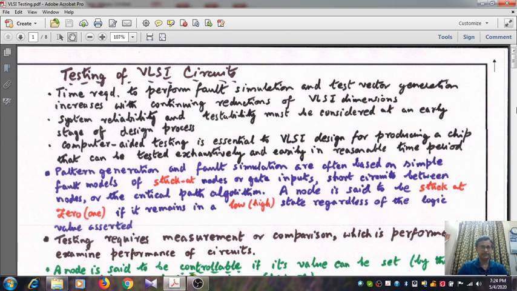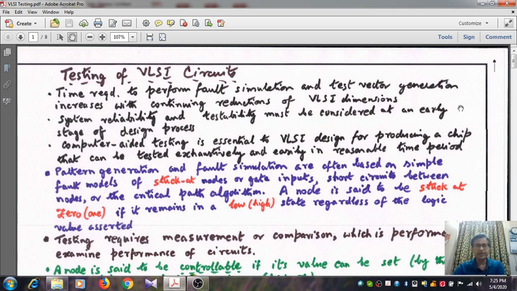Now, what is testing? Having designed a circuit, we want to know that when we subject the circuit to proper inputs, proper outputs should result. So we have to subject the circuit to a number of test inputs and see that proper outputs result. If different things result, then we suspect that some fault has occurred somewhere.